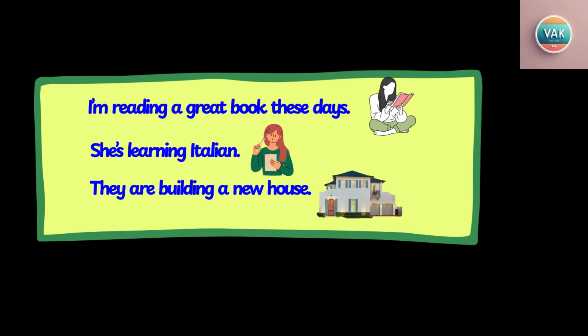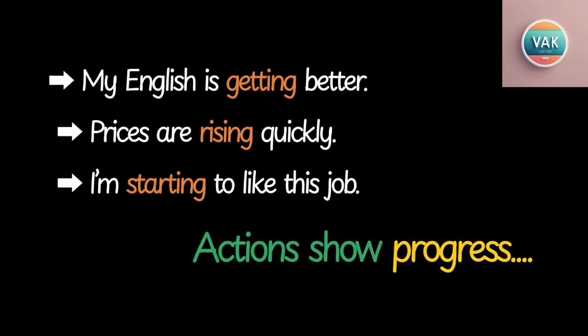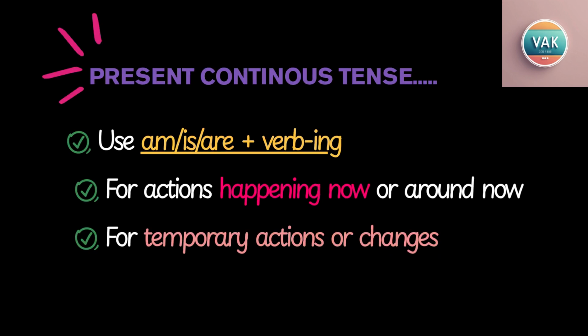We also use present continuous to show change or development. My English is getting better. Prices are rising quickly. I'm starting to like this job. These actions show progress. Let's quickly review. Use am or is, are plus verb ing for actions happening now or around now, for temporary actions or changes.